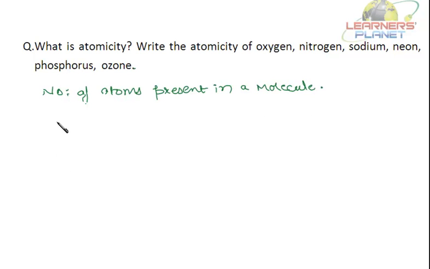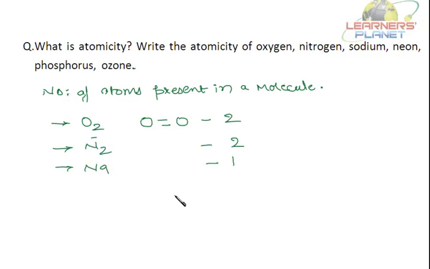Now what is the atomicity of oxygen? Oxygen is O2. That is, 2 oxygen atoms are bonded and they are forming O2. There is a force of attraction between these 2 oxygen atoms. Nitrogen is N2. That is, in this case the atomicity is 2. Here also the atomicity is 2. Sodium is monoatomic, that is, atomicity is 1. Likewise, neon. Neon is a noble gas and it's also a monoatomic gas.